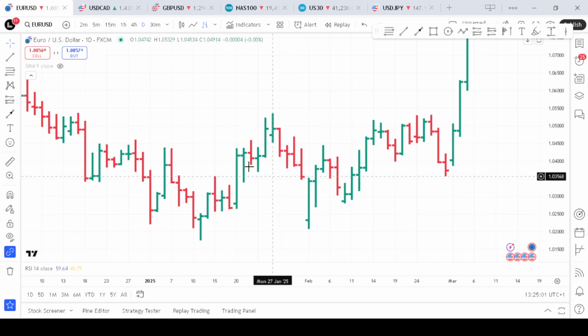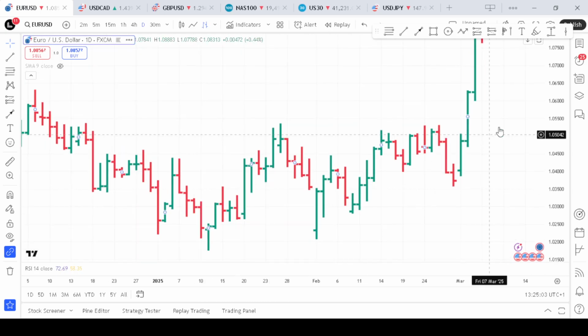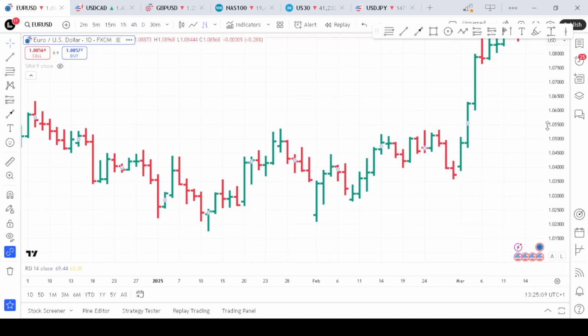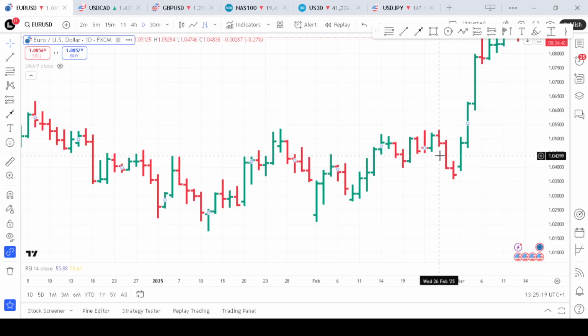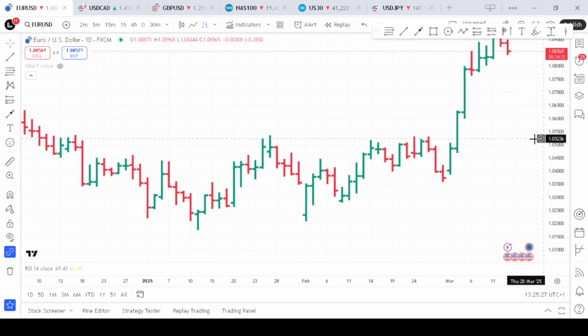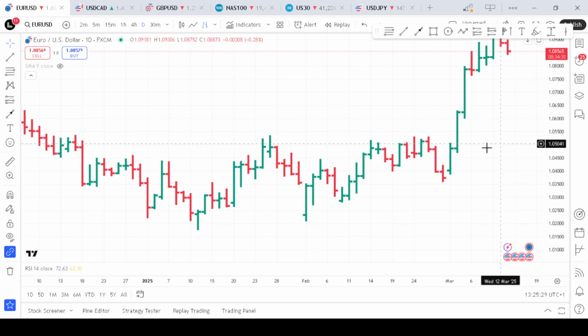What makes the bar chart particularly valuable is its balance between clarity and detail. It provides comprehensive price information without the visual complexity that can sometimes make other chart types overwhelming. This makes it ideal for both new and experienced traders who want to analyze price action effectively.